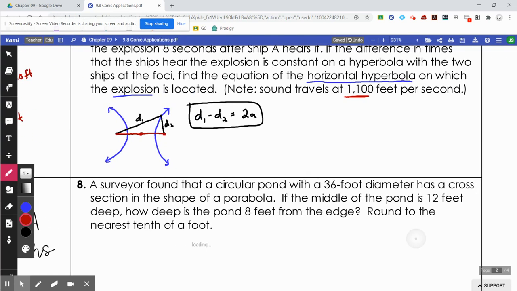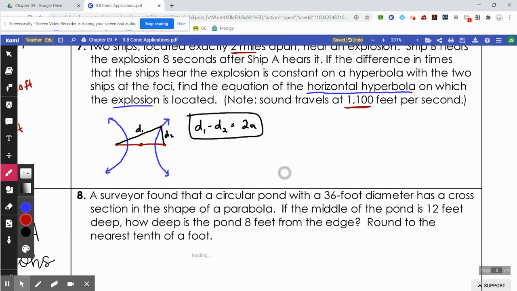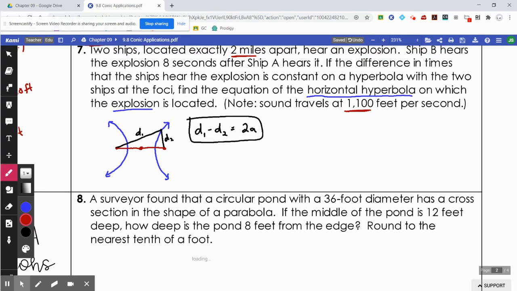And again, I'm doing it in feet because this sound traveled down here at 1,100 feet per second. So let's do everything in feet. So let's try to figure out what our A value is, because we're going to need our A value to figure out what our equation is. So this, again, is going to be the information that we're going to need for our A.